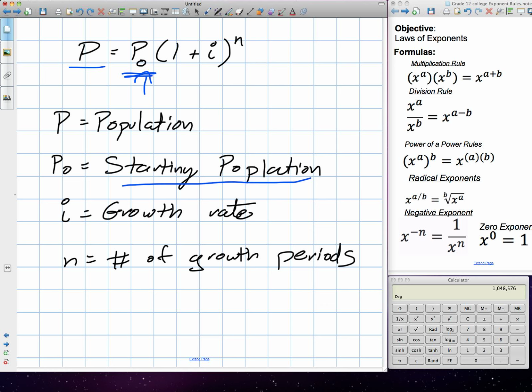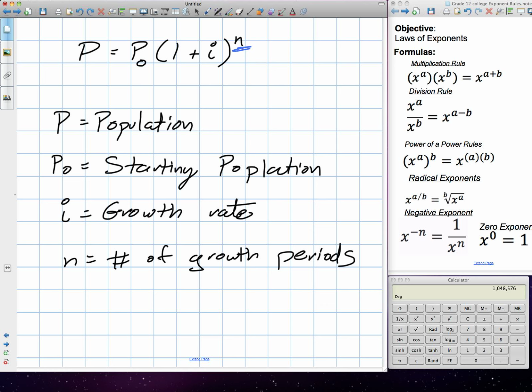It's multiplied by 1 plus i, where i is your growth rate. So if your population is growing by 3%, that would be 0.03. If it was decaying by 3%, you'd have minus 0.03. Okay? And n is the number of periods. So if it tells you it's growing 5% every year for 9 years, then n would be equal to 9. So over the course of 9 years.